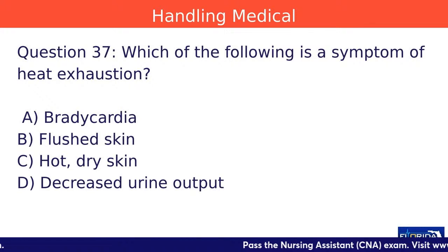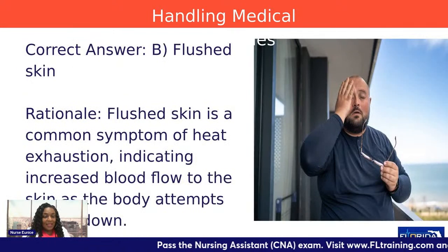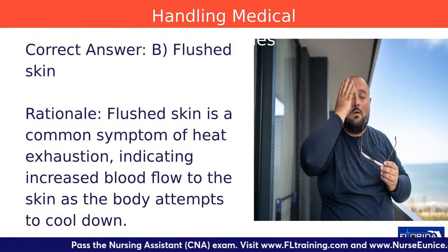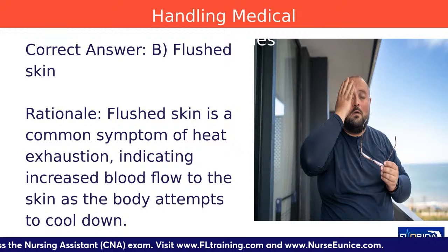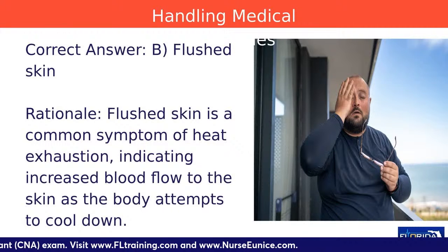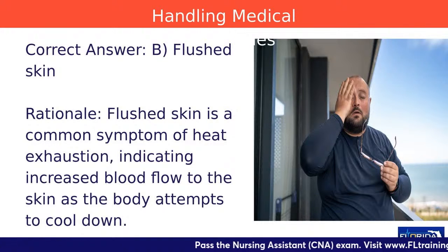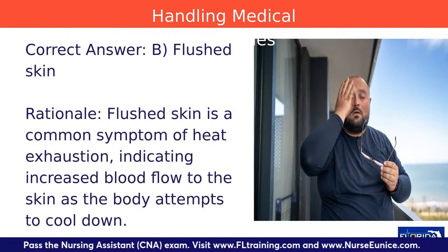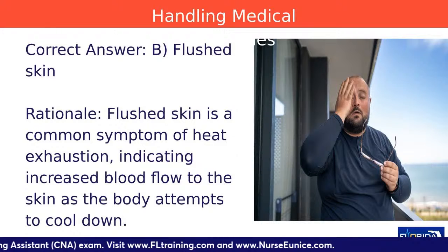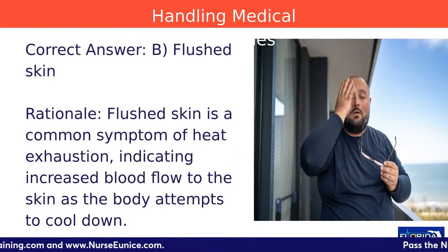So for heat exhaustion, everybody, we've got to get this gentleman inside the house, or maybe the house is really hot. He probably needs to take off that long sleeve shirt. So the correct answer is going to be B. They're going to have reddened or flushed skin. Flushed skin is a symptom of heat exhaustion, indicating increased blood flow to the skin as the body attempts to cool down. You can give this person room temperature water, you can fan them, take off any unnecessary clothing, and of course, get them into the shade and out of the heat.